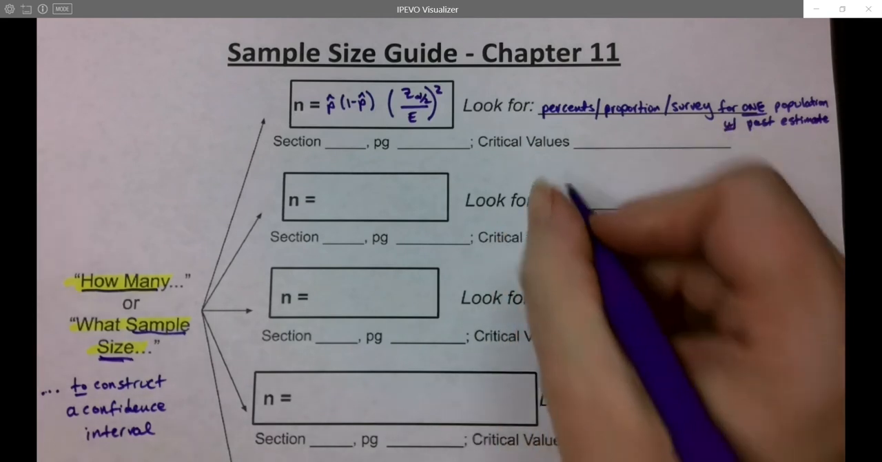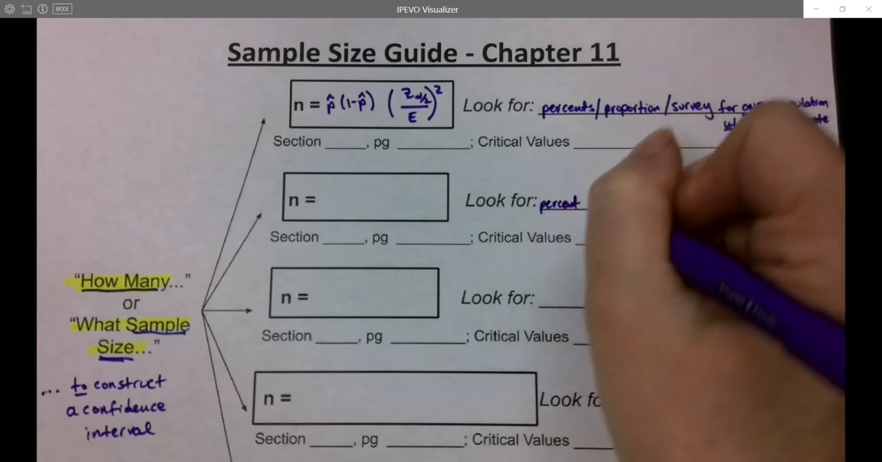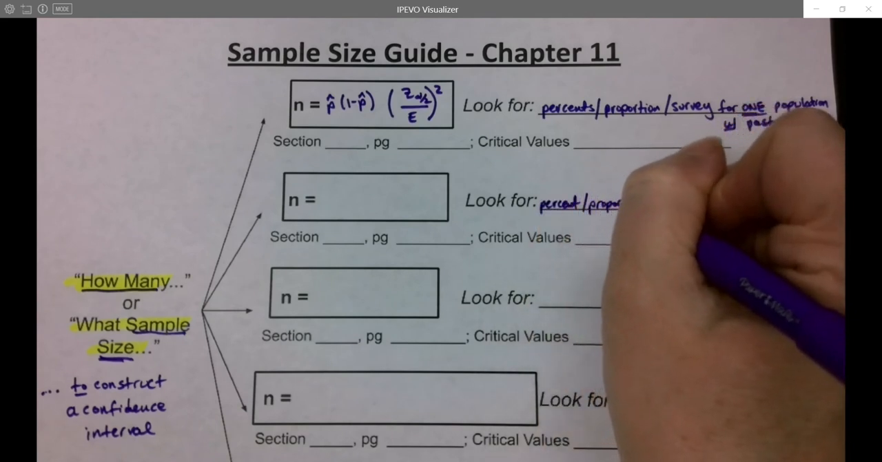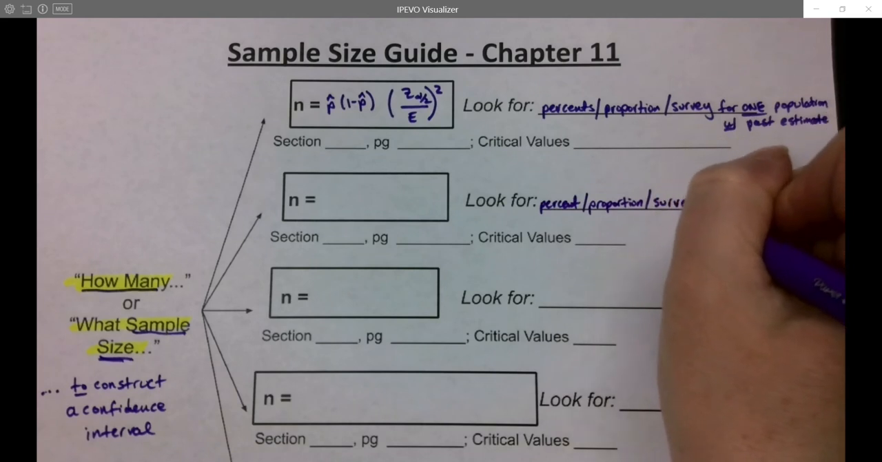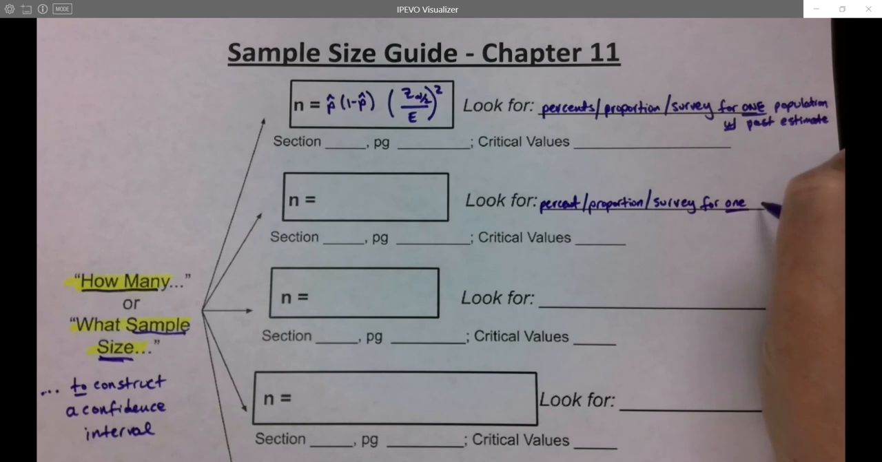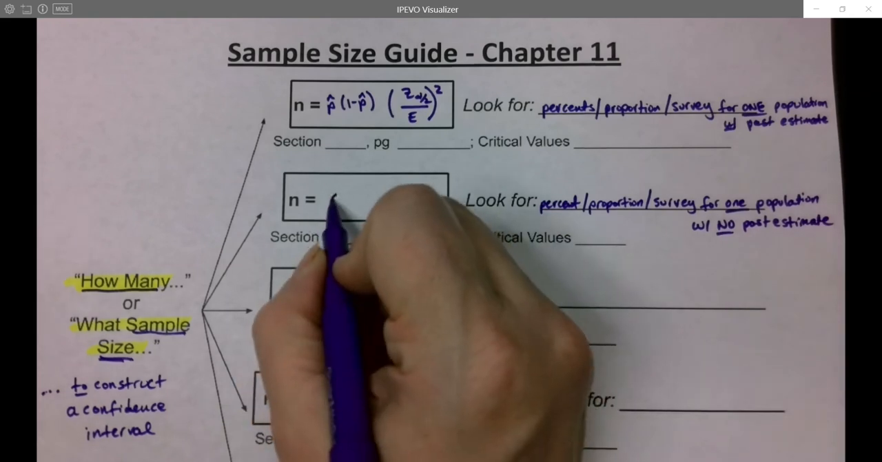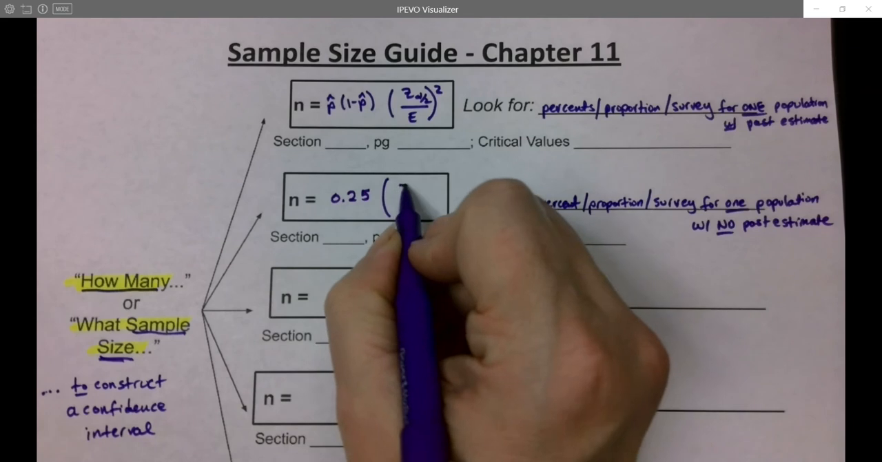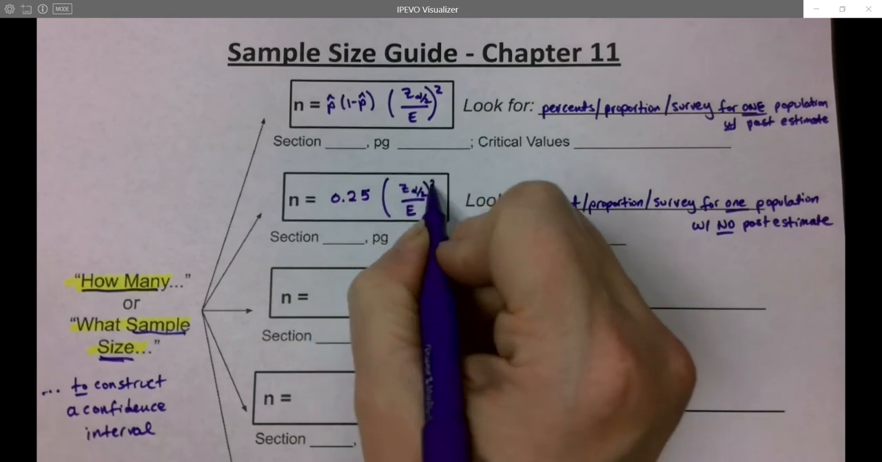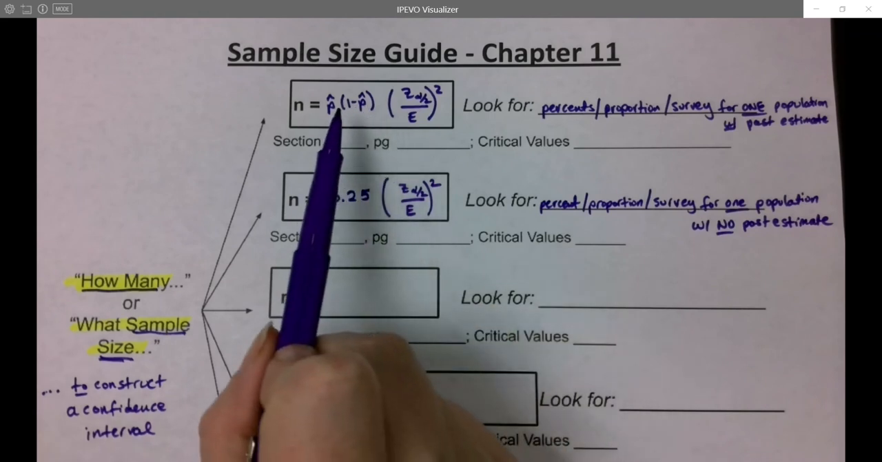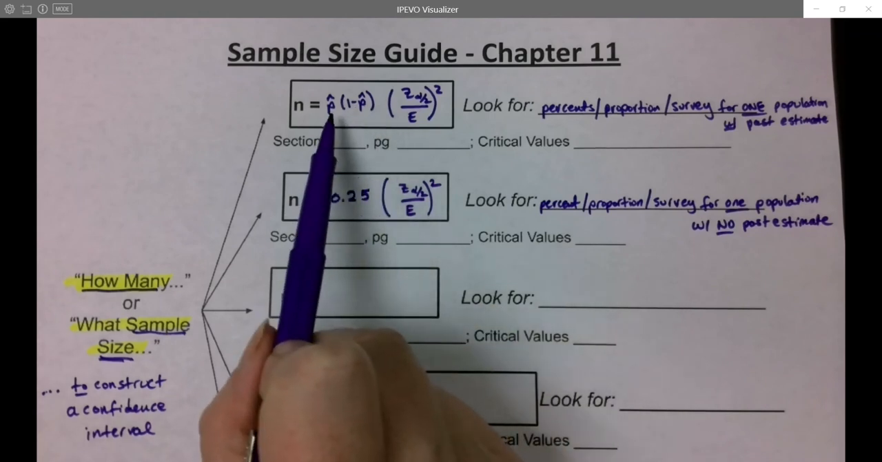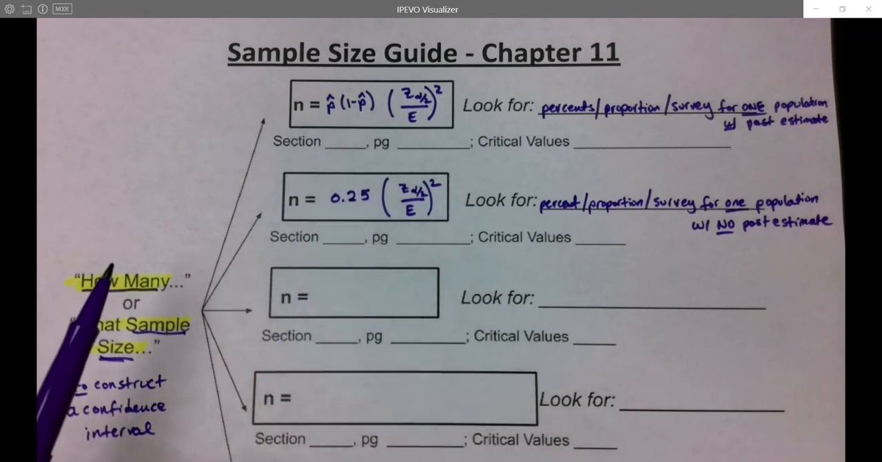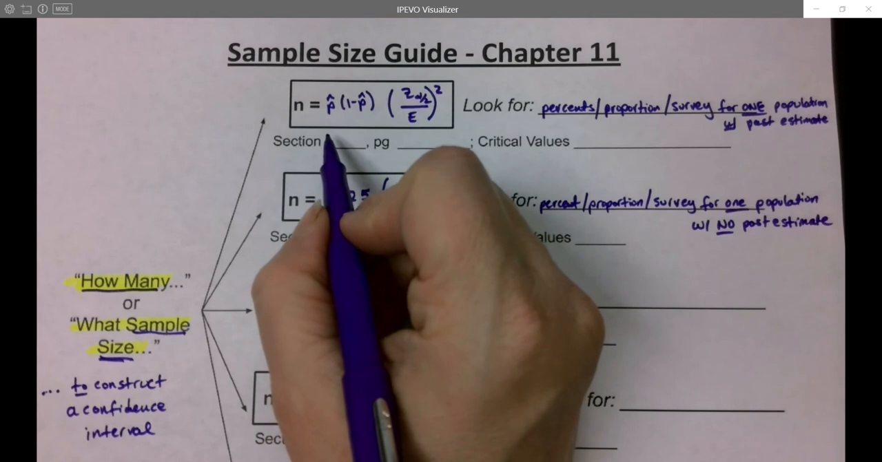Now, if you have the same thing, a percent, a proportion, survey for one group, but with no prior guess, so with no past estimate, no guess from the past as to what p hat might be, then you'd use 0.25 times z alpha over 2 over the error, squared. They're actually the same formula. If you have no guess, you use 50-50. So you put 0.5 and 0.5, and 0.5 times 0.5 would be 0.25. So it works out. Now, these are both from section 9.4.